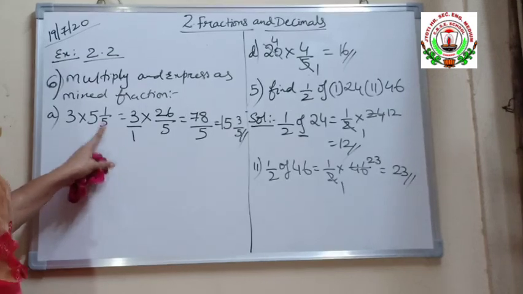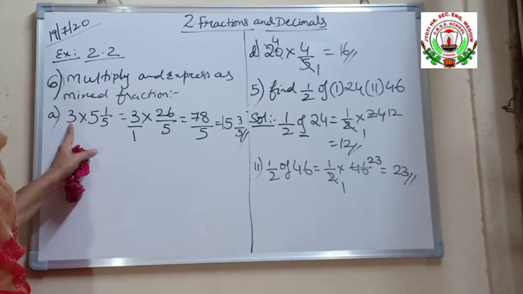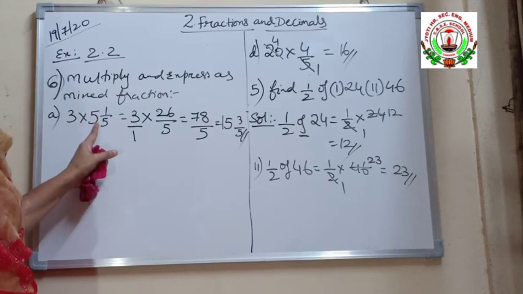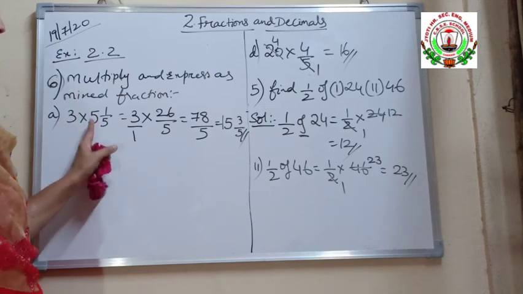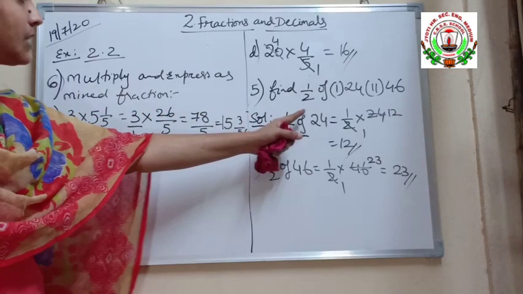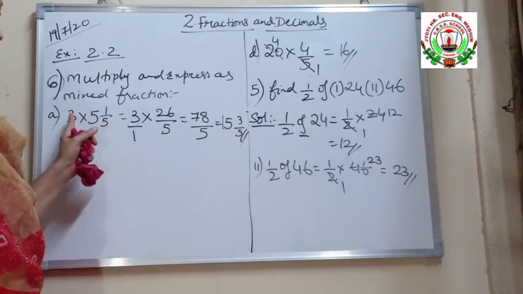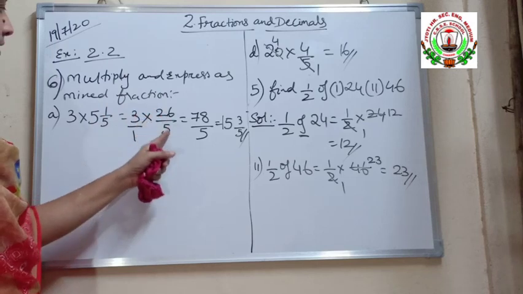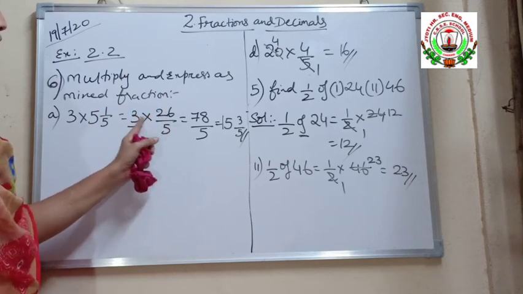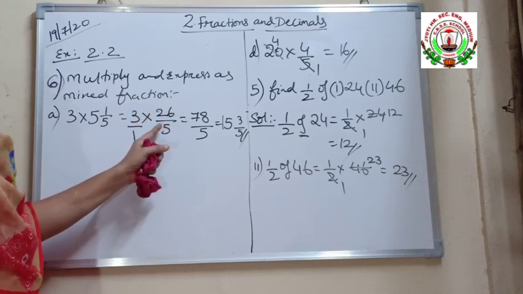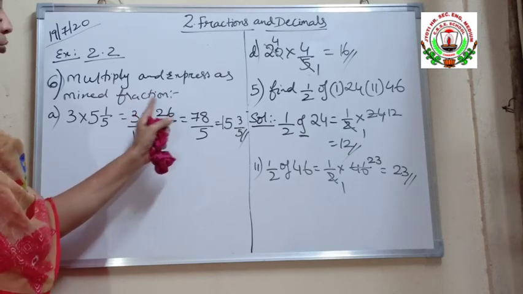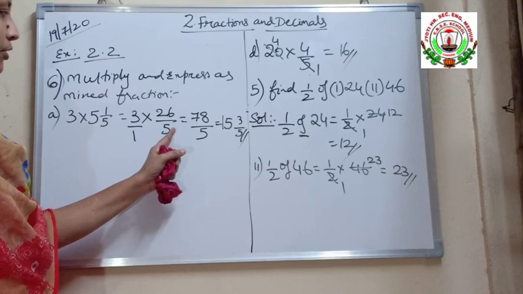See, in this one they have given a whole number and a mixed fraction. We have to change this mixed fraction into an improper fraction, and then we have to multiply as we have done before. So I have written 3 into 5, 5 5s are 25 plus 1, 26 by 5, and there is no cancellation anywhere, nothing common is there. So that's why I have multiplied the numerator into numerator, denominator into denominator.